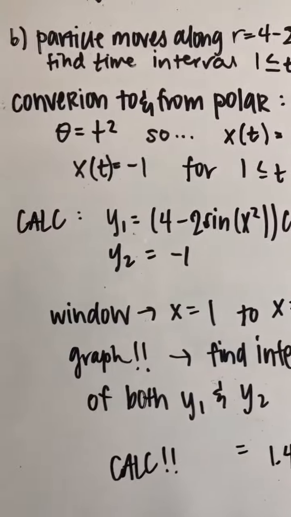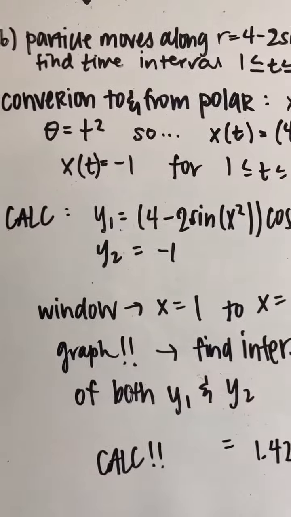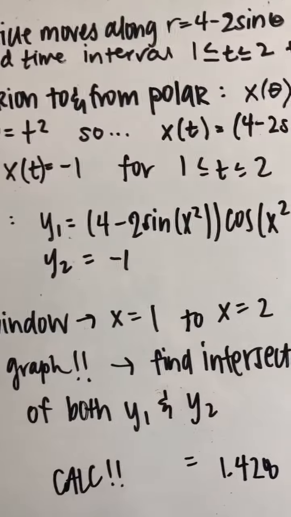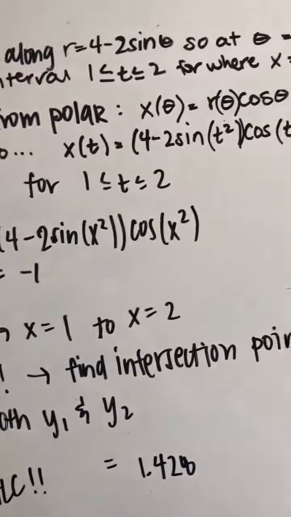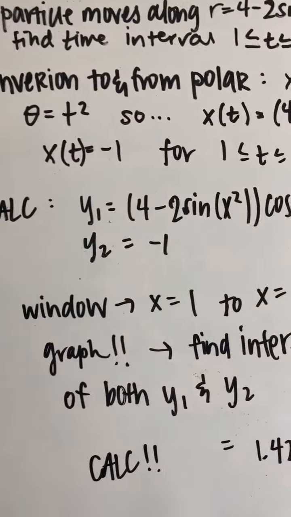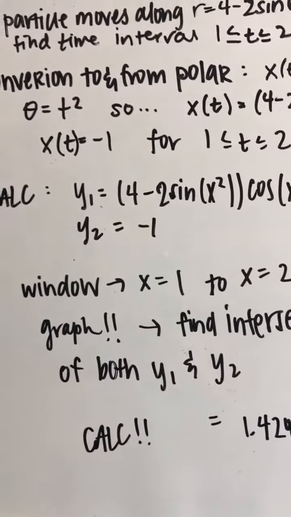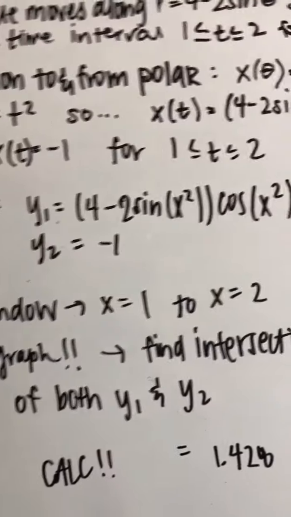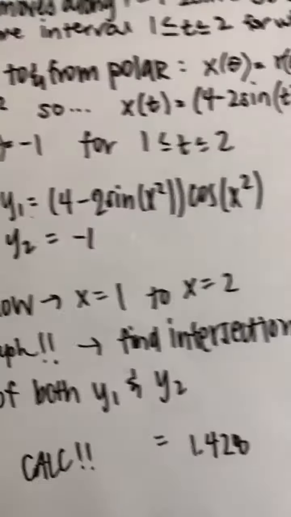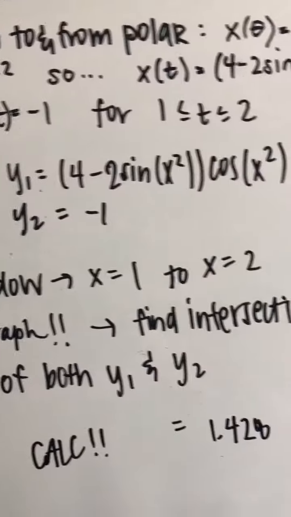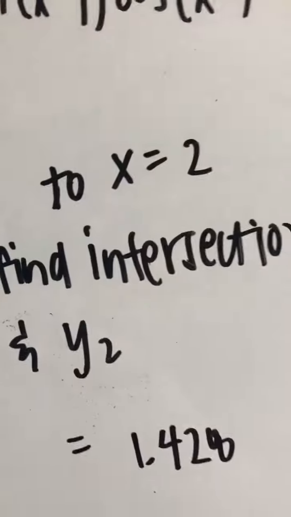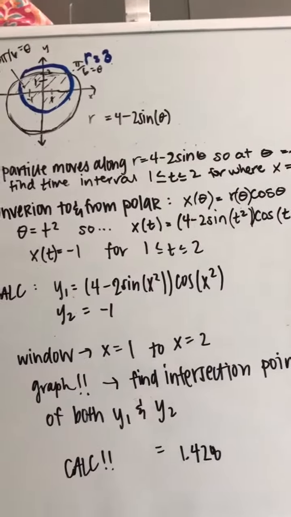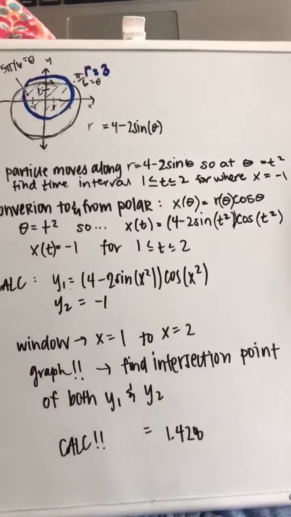Now you're going to go right to your calculator and plug into your y1 and your y2. In y1, you put 4 minus 2 sine of x squared times cosine of x squared, and for y2, you put -1. You set your window between x equals 1 and x equals 2, hit graph, and find the intersection point between y1 and y2. Once you do that, you should get the answer of 1.428. So here is all the final work.